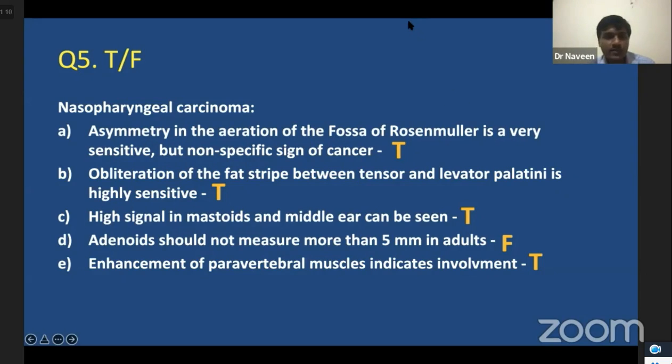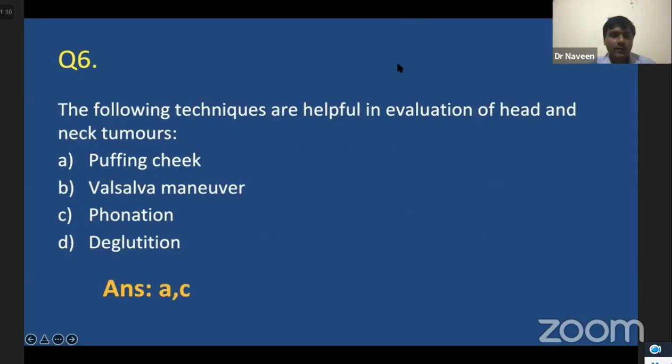Next, move to the sixth question. The following techniques are helpful in evaluation of head and neck tumors: the puff cheek maneuver, the Valsalva maneuver, the phonation maneuver, or the deglutition. Which dynamic maneuver will help in better evaluation of head and neck tumors? It is a multiple choice, so multiple answers can be right.